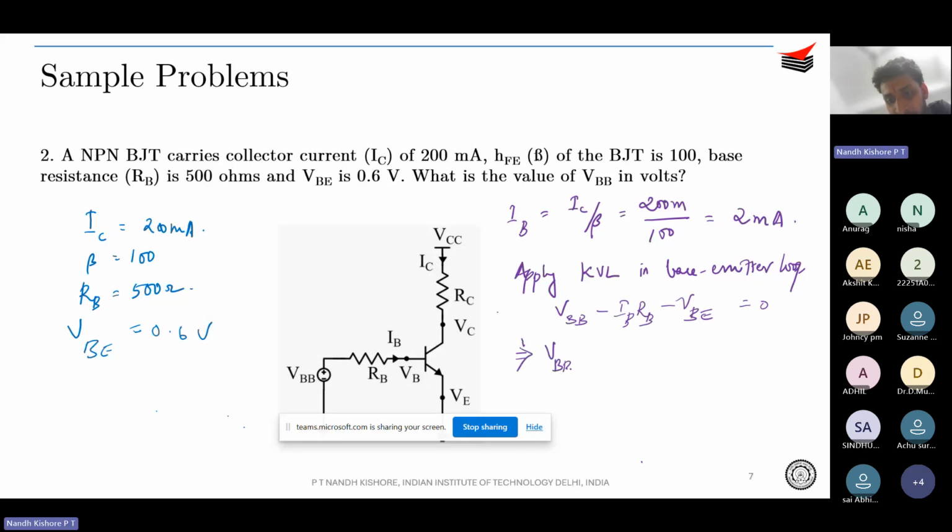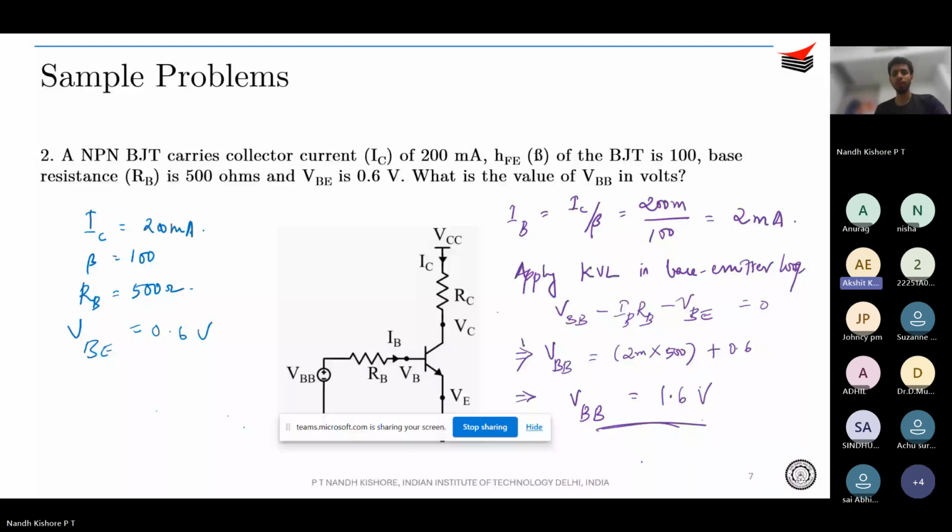So VBB is going to be equal to IB times RB plus VBE, right? That is 2 milli into 500 plus 0.6. So your VBB is going to be 0.6 plus 1000 milli, or 1, so 1.6 volts, right? So just 2 steps. Very simple problem.